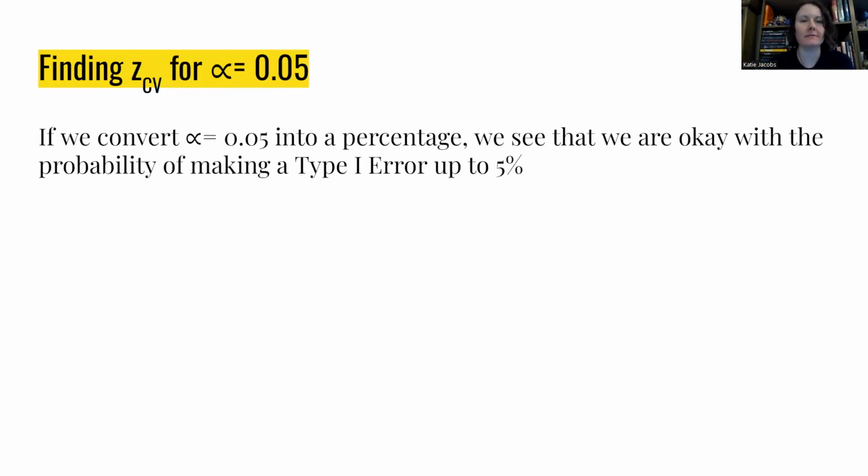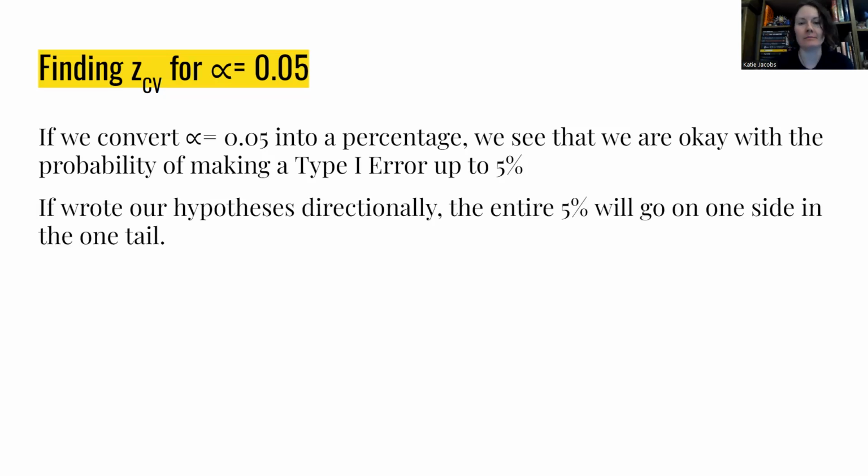All right, so when finding our Z critical value, we're interested in the Z column and the area beyond Z column. When we're finding our critical values for the one sample Z test for an alpha level of 0.05, if we convert our alpha level into a percentage, we find that we're okay with the probability of making a type 1 error up to 5%. Once we get to that 5% cutoff, we're not okay with making a type 1 error if we reject our null hypothesis with the sample that we have.